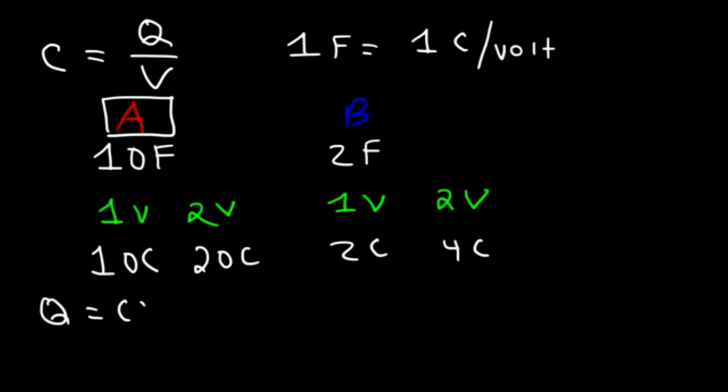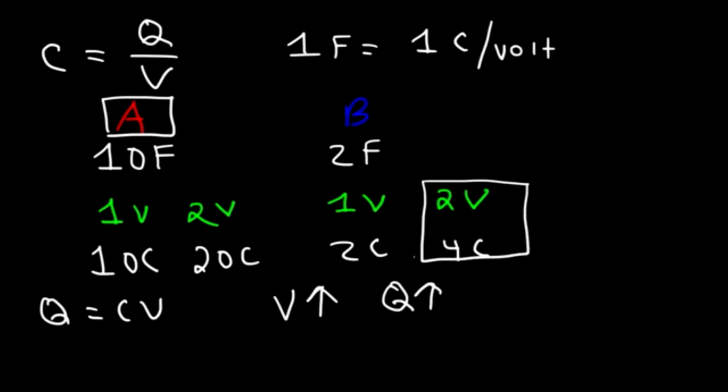Now Q is equal to CV. If you increase the voltage, the charge will increase, as you can see here. However, if you increase the voltage, the capacitance doesn't increase. The capacitance is based on the construction of the capacitor. It doesn't depend on the voltage. So make sure you understand that the capacitance is constant, and it only depends on the construction of the capacitor.